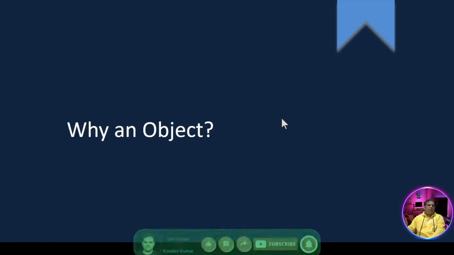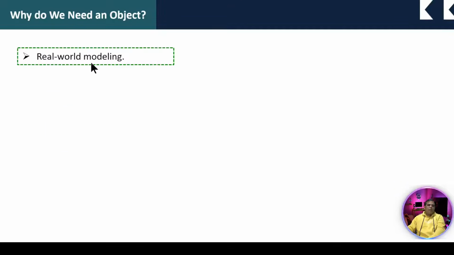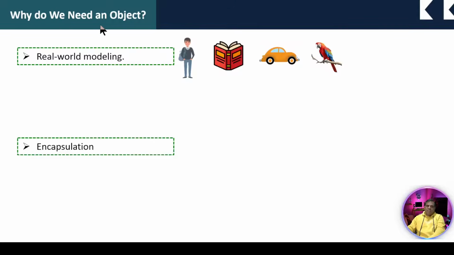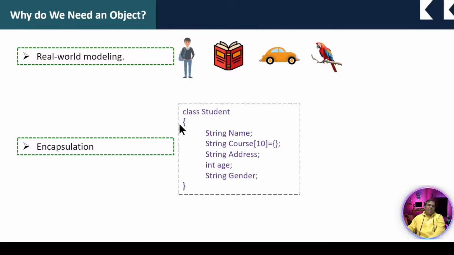So why should we learn objects? Learning objects will help us to implement or model real world entities. So we can model this kind of entity and many more. An object also helps us to encapsulate the data, meaning hide the data. Since you have created a class, this class has data members. If you want to hide this data, you wrap it into a single entity, that is an object. So we should know what an object is and how to create one.